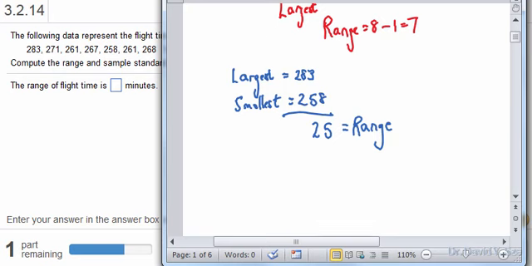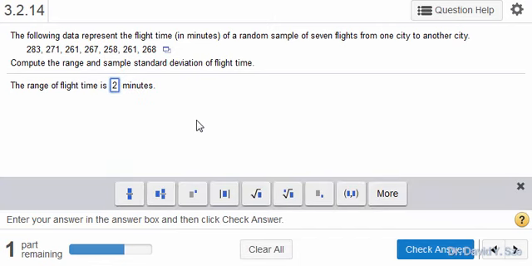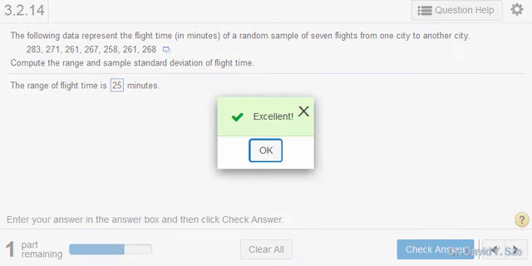We could use technology, for example, StatCrunch or Excel, to calculate this, but that's really overkill. With 7 numbers, it's easy enough to scan them by eye to figure out the largest and smallest. So the range is 25. Let's put that into MyMathLab. 25. Check our answer. Excellent. That was easy.